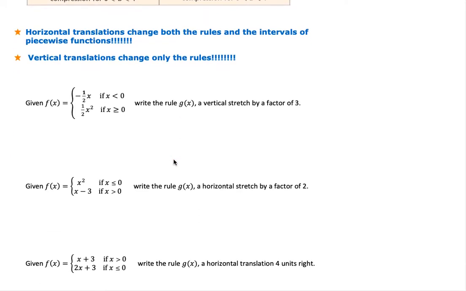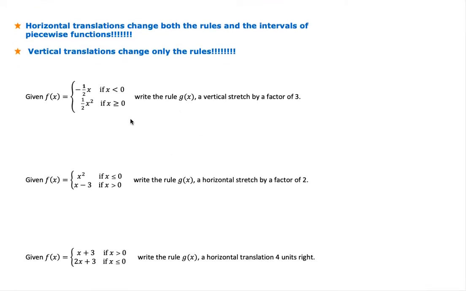And let's look at a couple of these. Oh, I do want to point out, this stuff is very important. I would write this down. It says horizontal translations will change both the rules and the intervals of piecewise functions, whereas vertical translations affect only the rules. Okay, so this horizontal translation they're talking about, just left or right, is going to affect the rule and the interval.